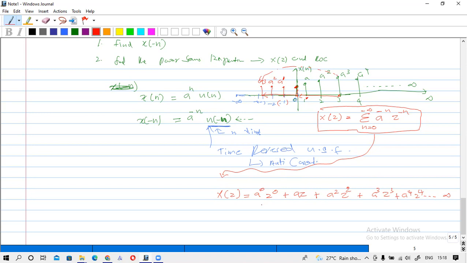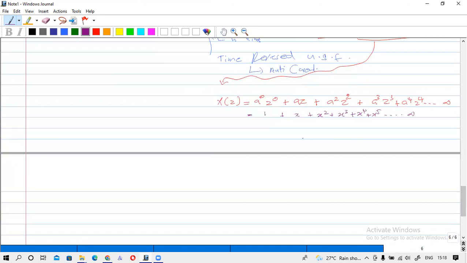So you can see that this is also a power series expansion. This will be 1, x, x square, x to the power 3, x to the power 4, plus x to the power 5, so on up to infinity. So this is an infinite geometric power series. This type of power series we can represent as 1 by 1 minus x. We already know this, this is a Taylor series expansion, and the magnitude of this x should be less than 1. So this is the condition for this power series to exist.